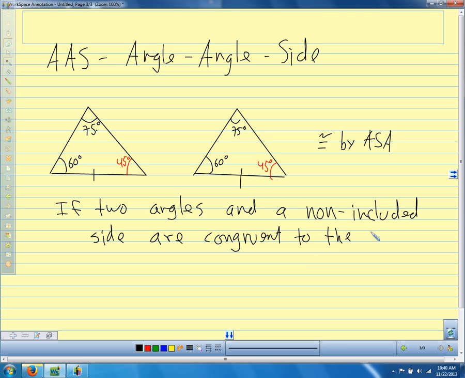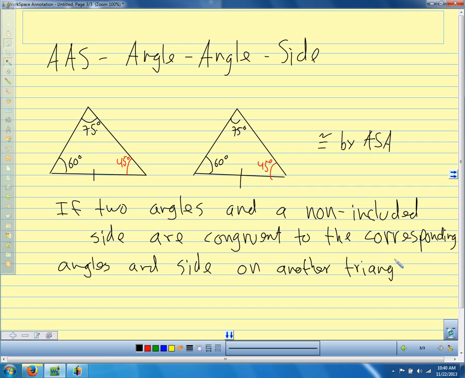to the corresponding, I'm going to stop here. What did we say corresponding means? What is it, Rand? They go together or they match. So if two angles and a non-included side are congruent to the corresponding angles and side on another triangle, then the triangles are congruent.